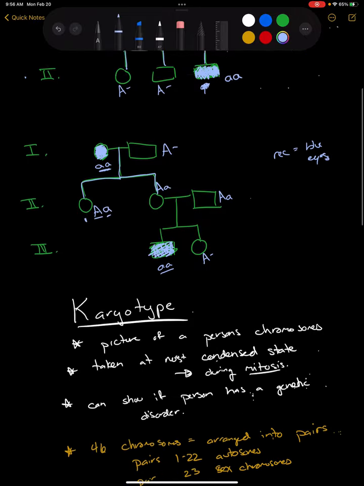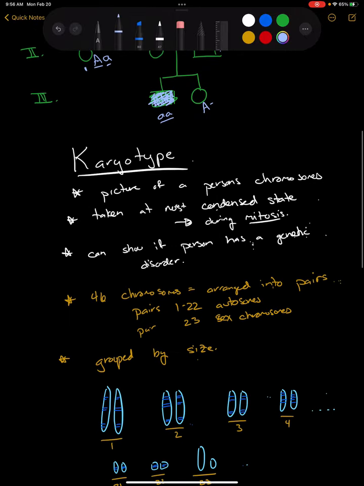All right, then the next idea is a karyotype. These are pretty interesting. A karyotype is a picture of a person's chromosomes, which is crazy that that's something that we can do. It's a genetic counseling kind of situation.